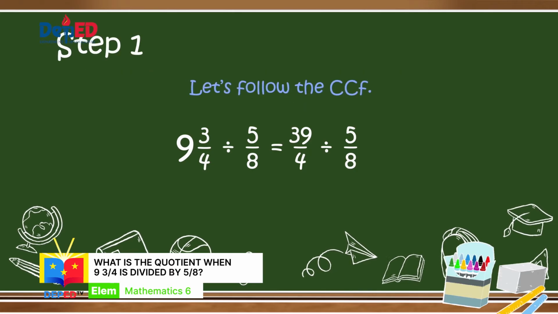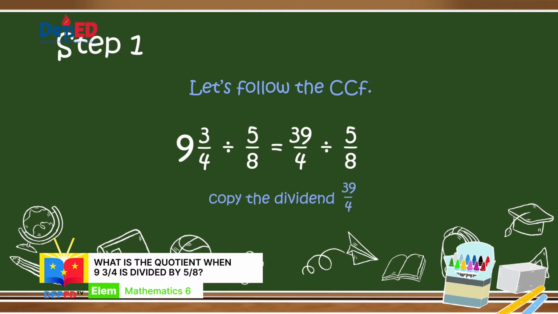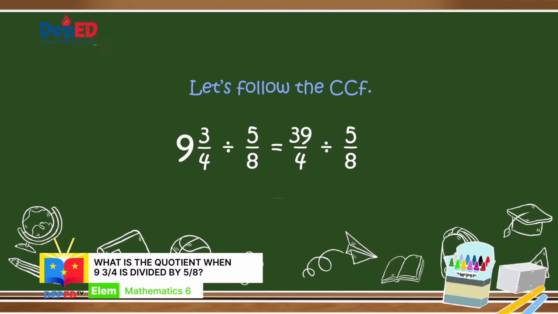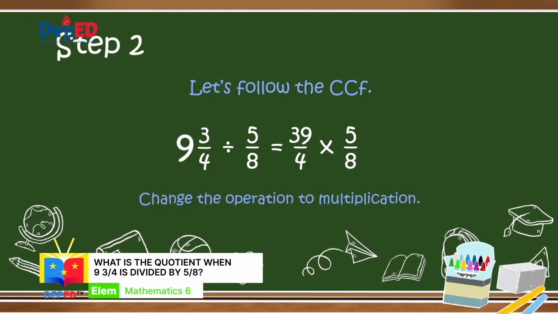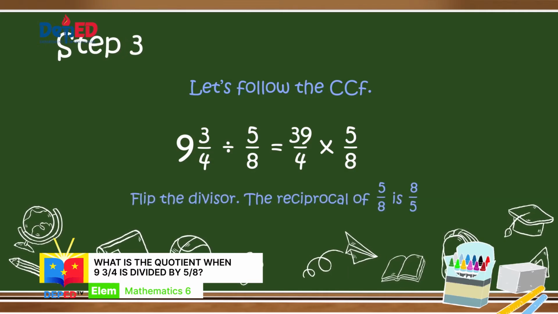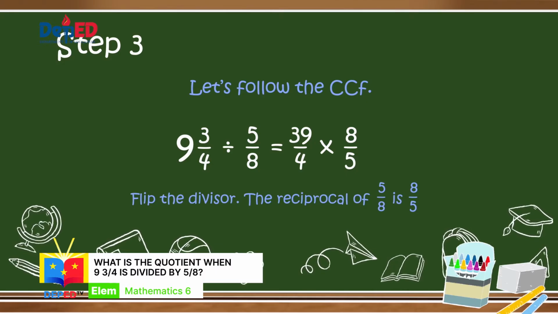Let's follow the CCF. 39/4 divided by 5/8. Step 1. Copy the dividend, 39/4. Step 2. Change the operation to multiplication. Step 3. Flip the divisor. The reciprocal of 5/8 is 8/5. Now, multiply the numerators and the denominators or use cancellation method.